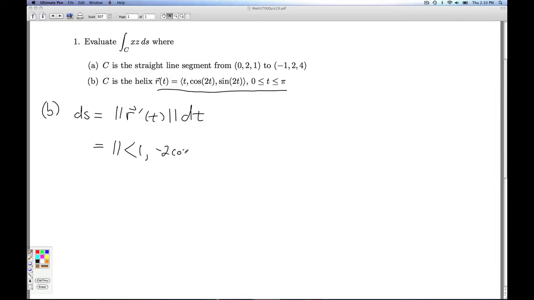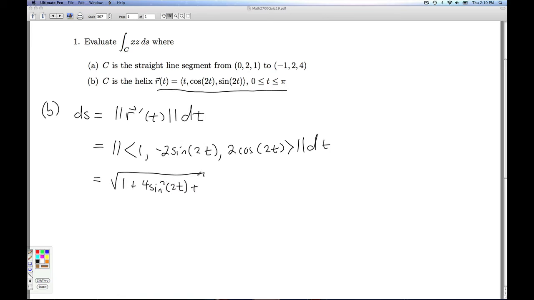It's -2 cosine 2t. Don't forget the regular rules either. It's -2 sine 2t. And then 2 cosine 2t dt. And I square the components and add them up. And then the square root of 1 squared is 1, plus 4 sine squared 2t, plus 4 cosine squared 2t.